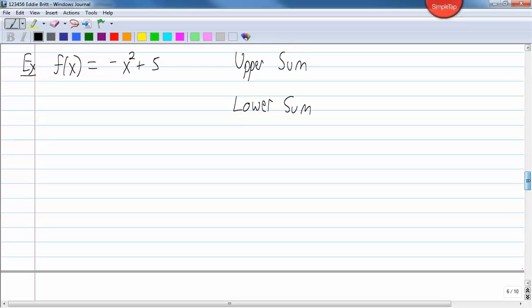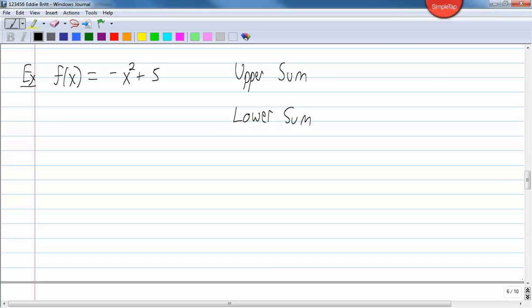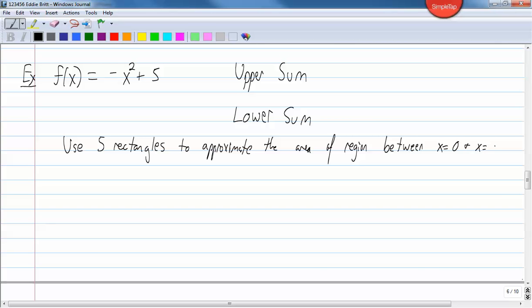Alright, so let's say that I wanted to use 5 rectangles to approximate the area of the region between x equals 0 and x equals 2.